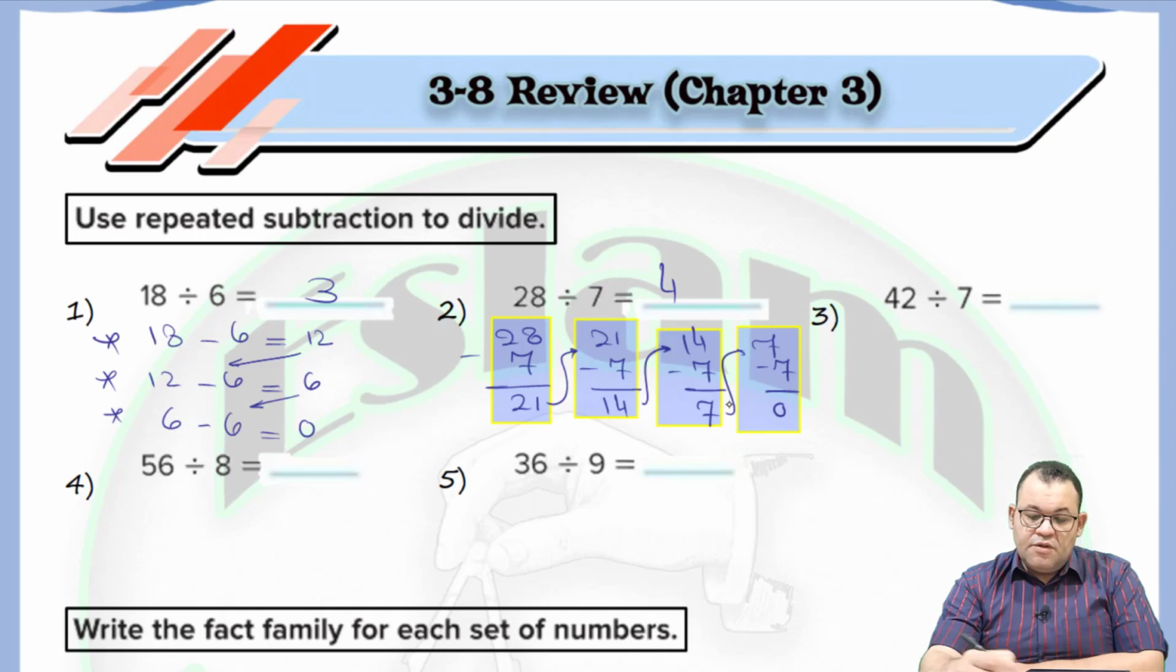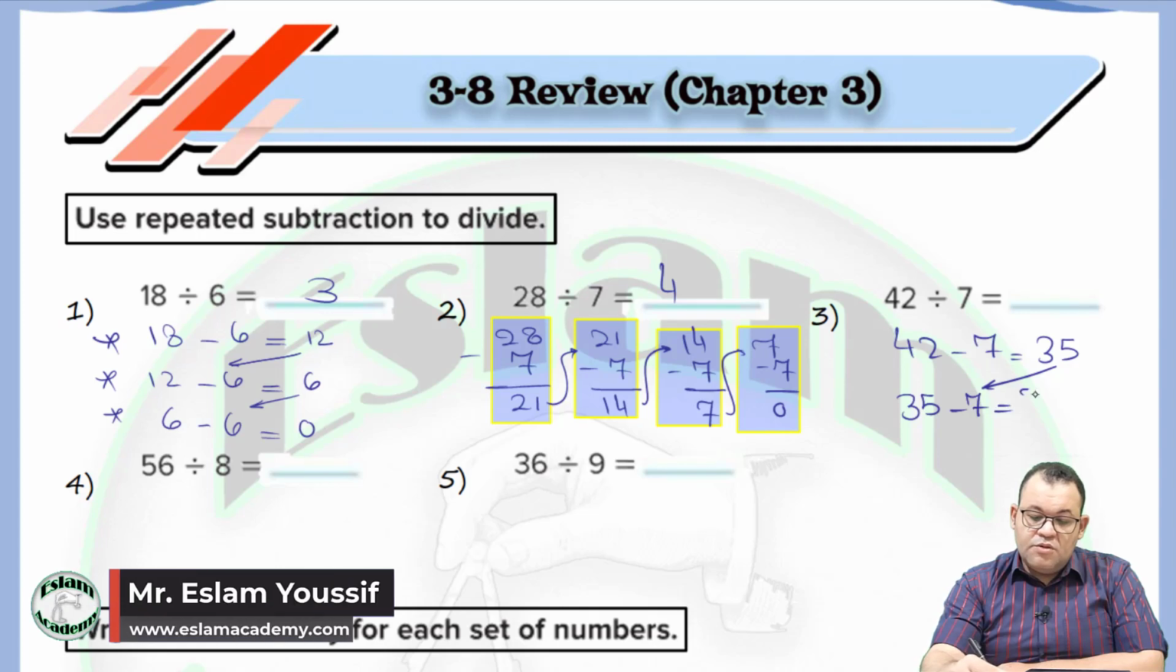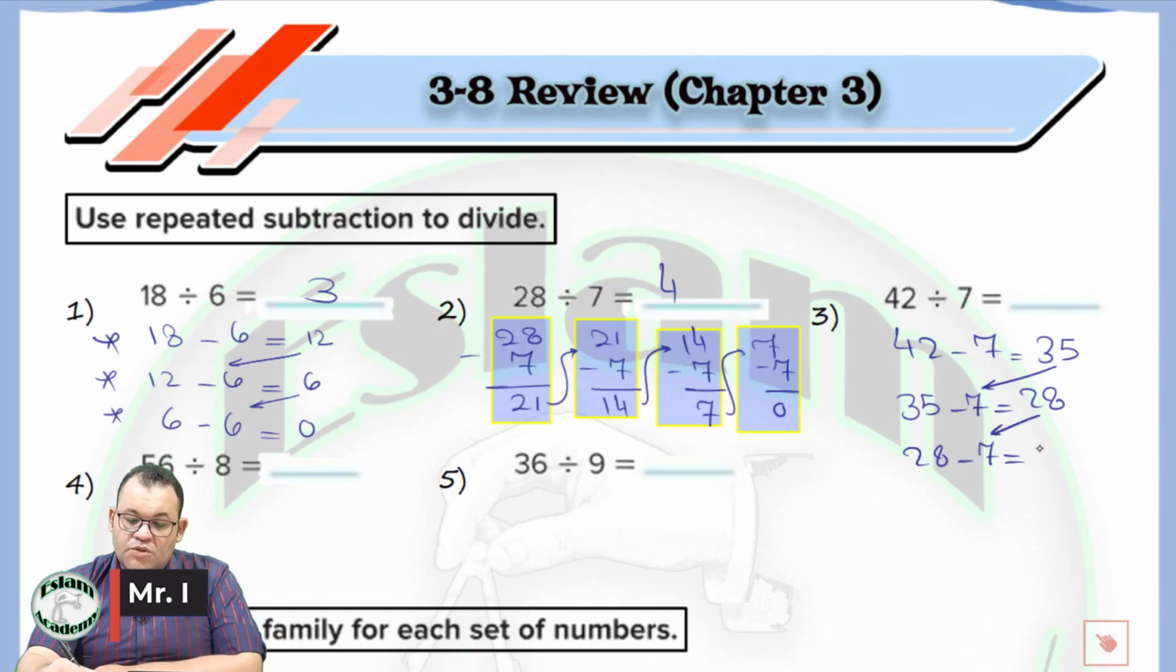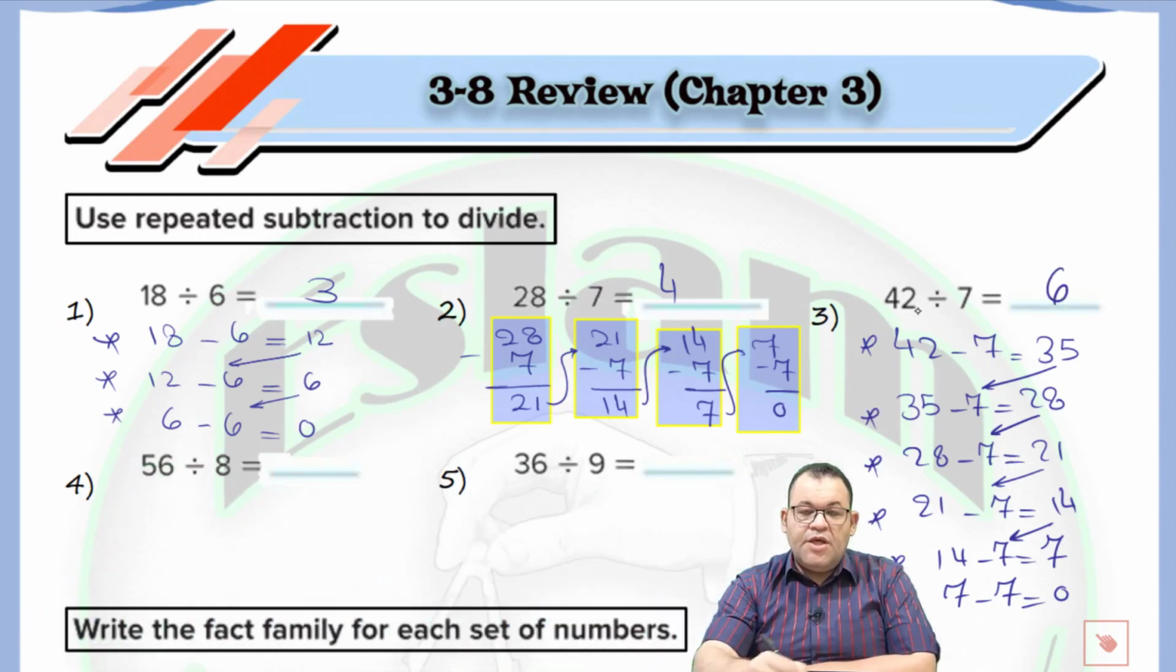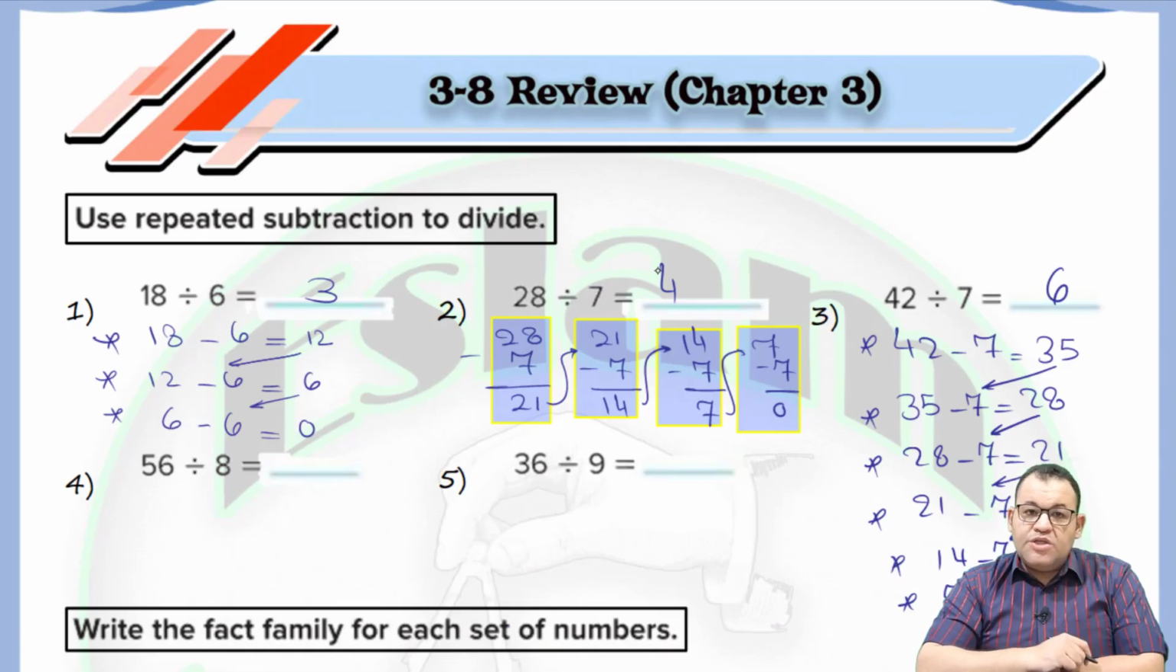42 divided by 7. So 42, when I subtract 7, it will be equal to 35. Again, one more time, 35 minus 7 equals 28. So 28 minus 7 equals 21. 21 minus 7 equals 14. 14 minus 7 equals 7. And 7 minus 7 equals 0. You will find that we subtract 6 times. So the quotient now will be equal to 6. And that's how we can divide by using repeated subtraction.